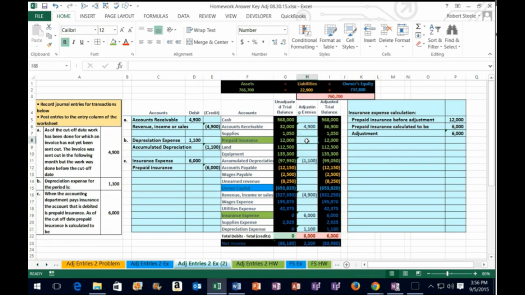Then we'll be up here in H8. We're going to say this equals, and we'll point to the credit. That's a debit, that's a credit. That's going to be the opposite, which will make this go down. Puts us back in balance here, and we now see that this is the $6,000, which matches what we calculated it to be.